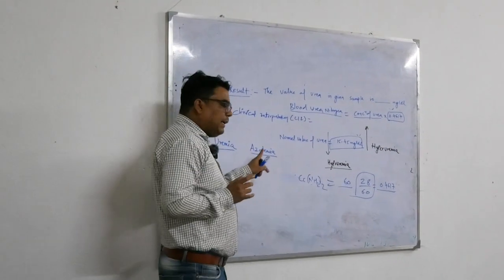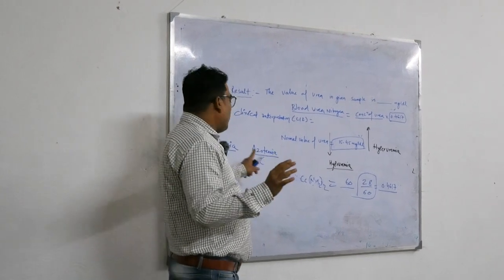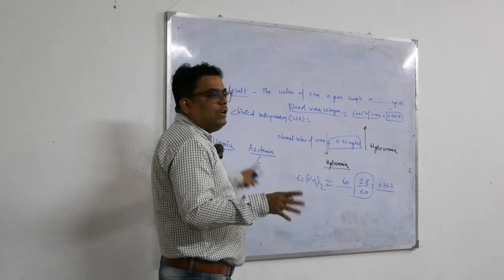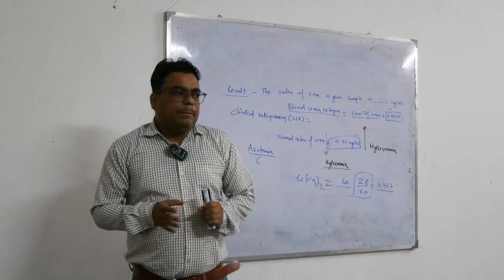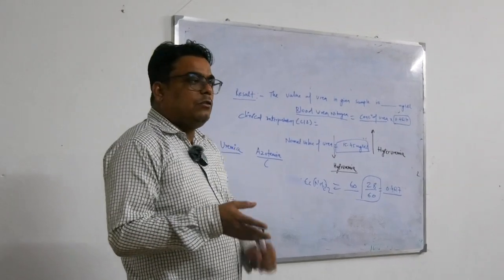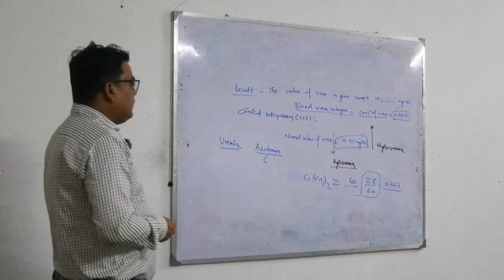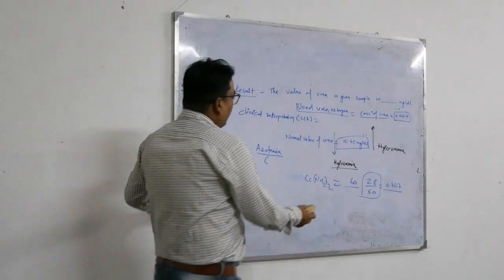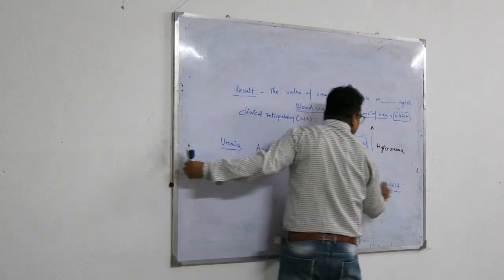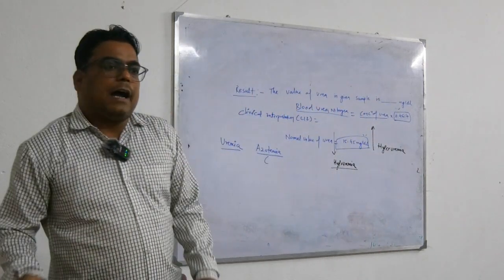So azotemia is what? Azotemia is the total nitrogen present in the blood. If we talk about the urea, that is called uremia, the total urea present in the blood. Okay, now you should not be confused between uremia and azotemia. Now there are some causes of hyperuremia.